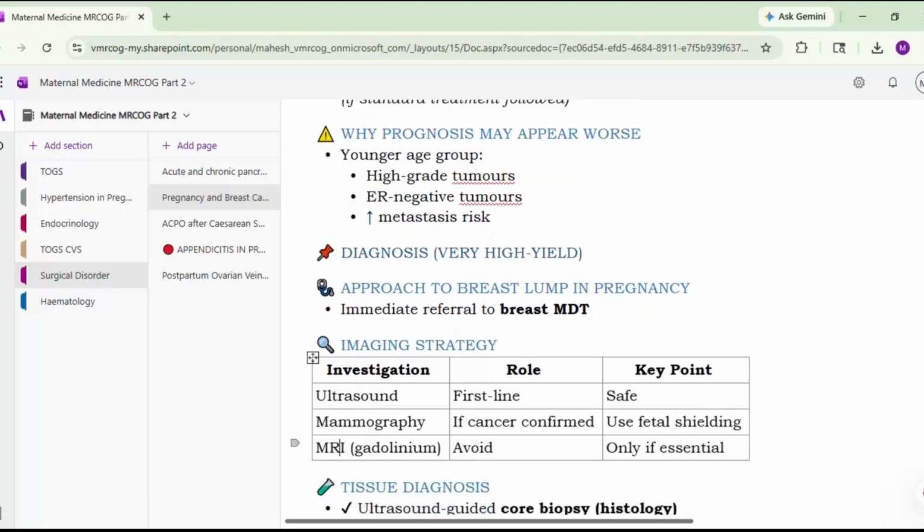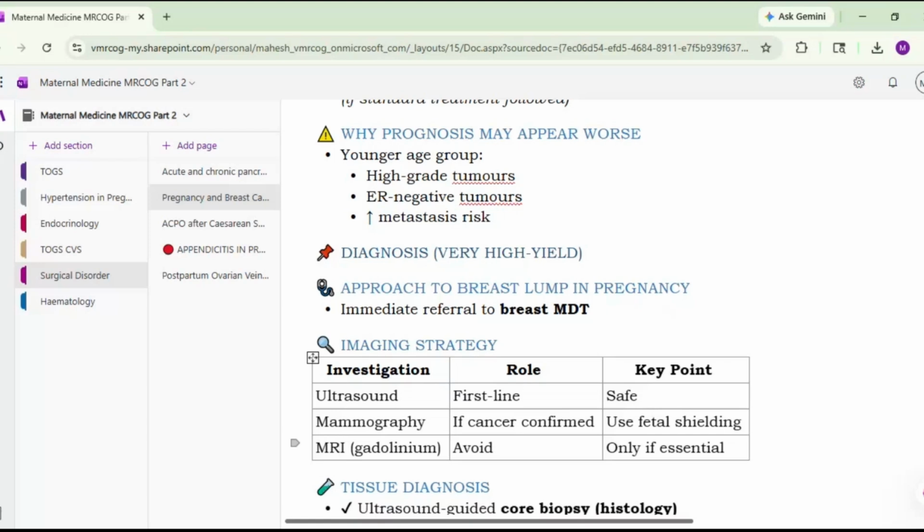Now, what is our approach to a breast lump in pregnancy? When you get a breast lump in pregnancy, we should refer these patients to the breast MDT. Again, this is an SBA point which you should remember. They may give you a scenario where the patient has a breast lump. What is going to be your management? Immediate referral to the breast MDT.